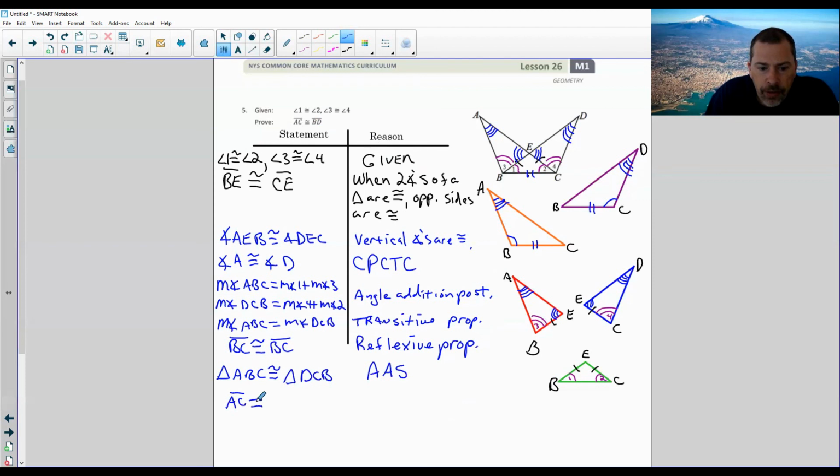AC is congruent to BD. AC is here, congruent to BD. Reason: corresponding parts of congruent triangles are congruent, or you could say corresponding sides of congruent triangles are congruent. Okay, so there we have it.